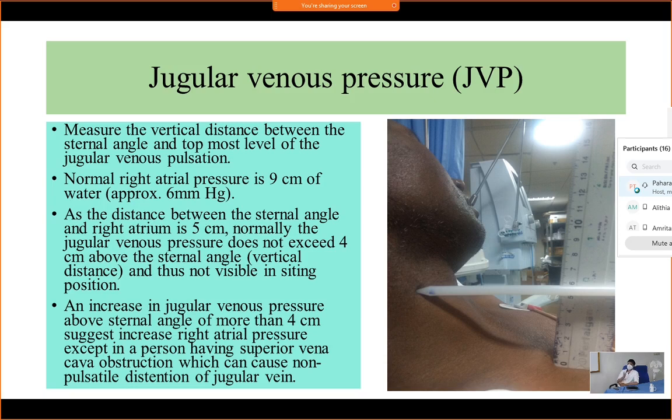Okay, so an increase in the jugular venous pressure above the sternal angle of more than 4 centimeter suggests an increase in the right atrial pressure, except in a person having superior vena cava obstruction, which can cause non-pulsatile distension of jugular veins. So if the height of the jugular venous pulsation is more than 4 centimeter above the sternal angle, that means the patient is having high right atrial pressure. But remember one thing, even if the patient does not have high right atrial pressure, you can still get distended neck veins if there is any obstruction.